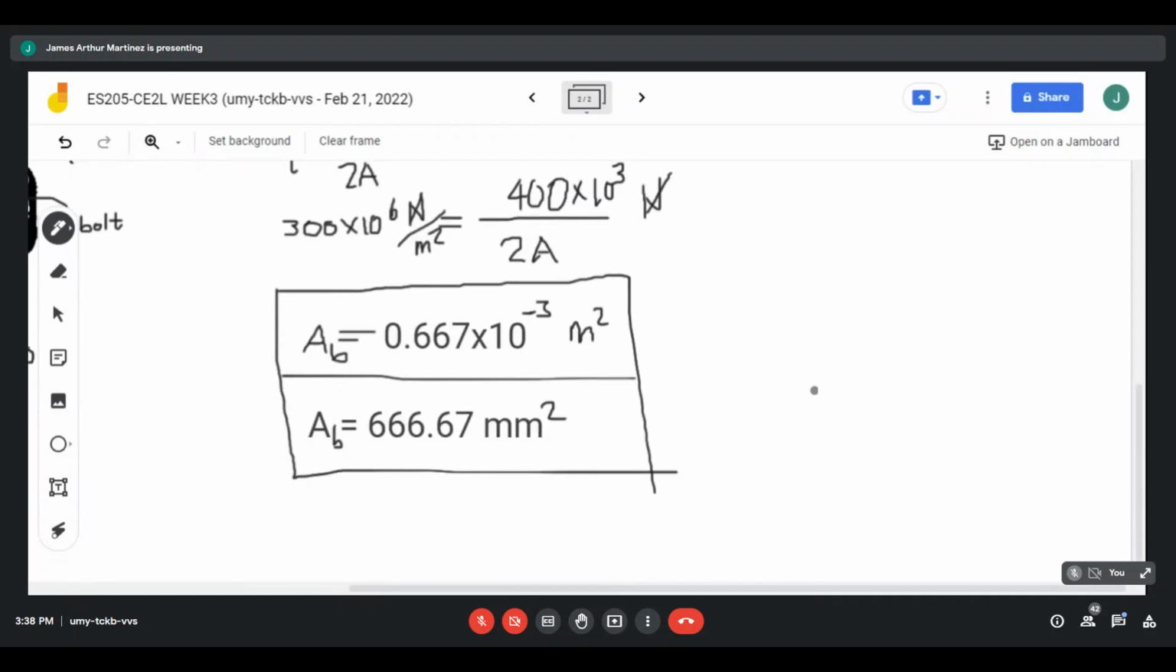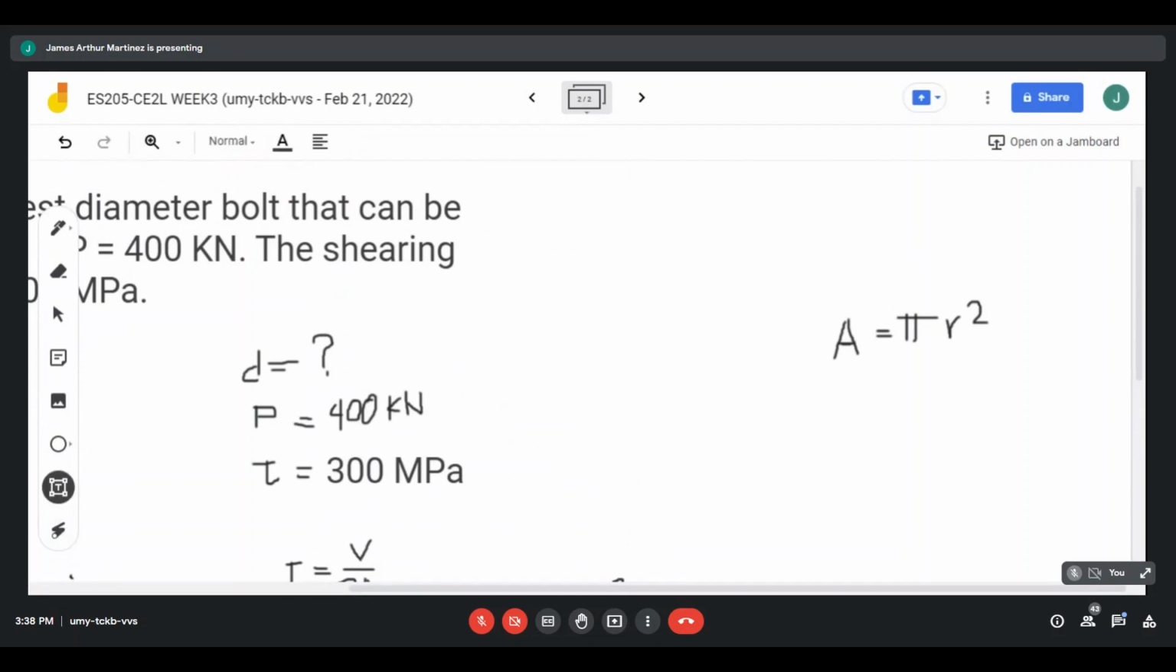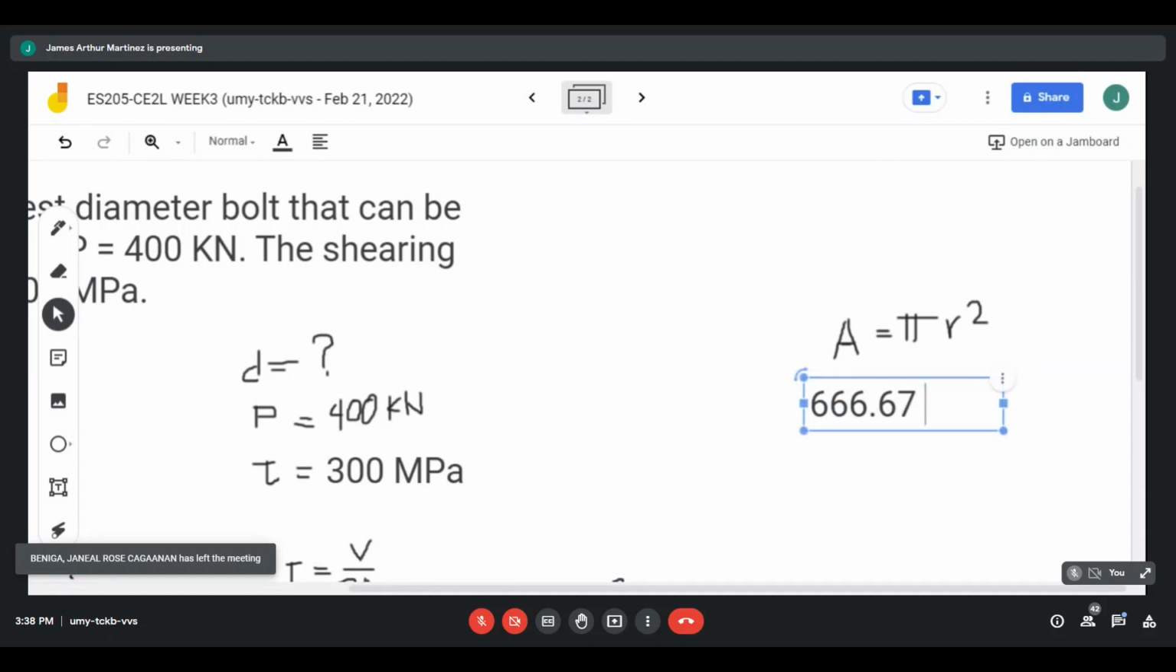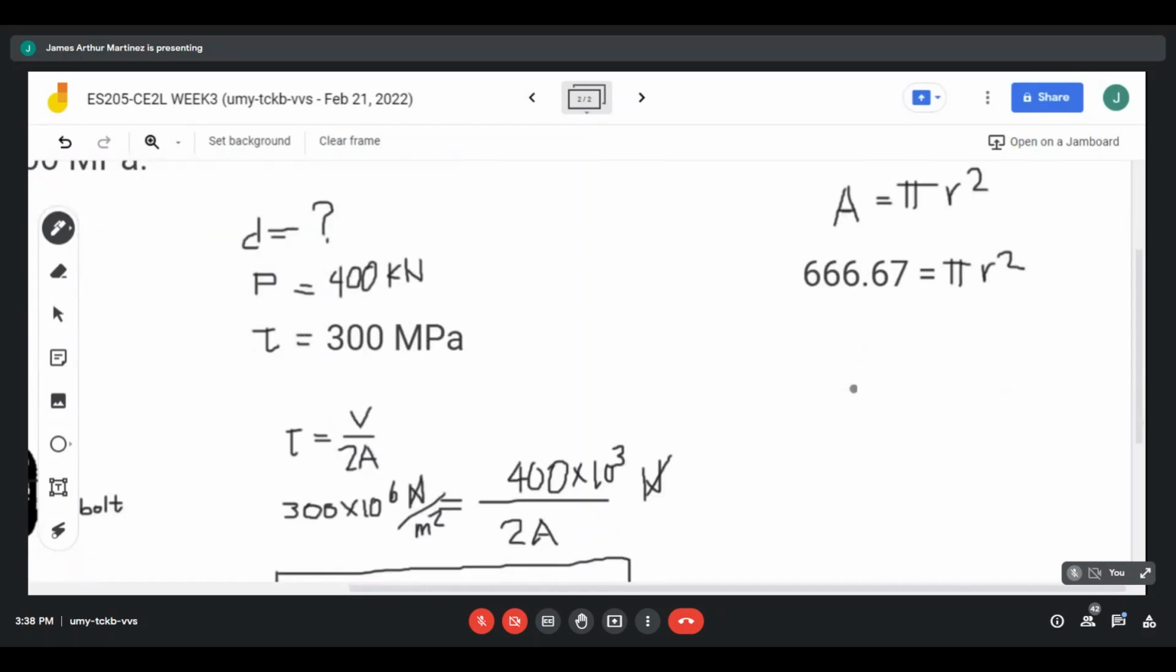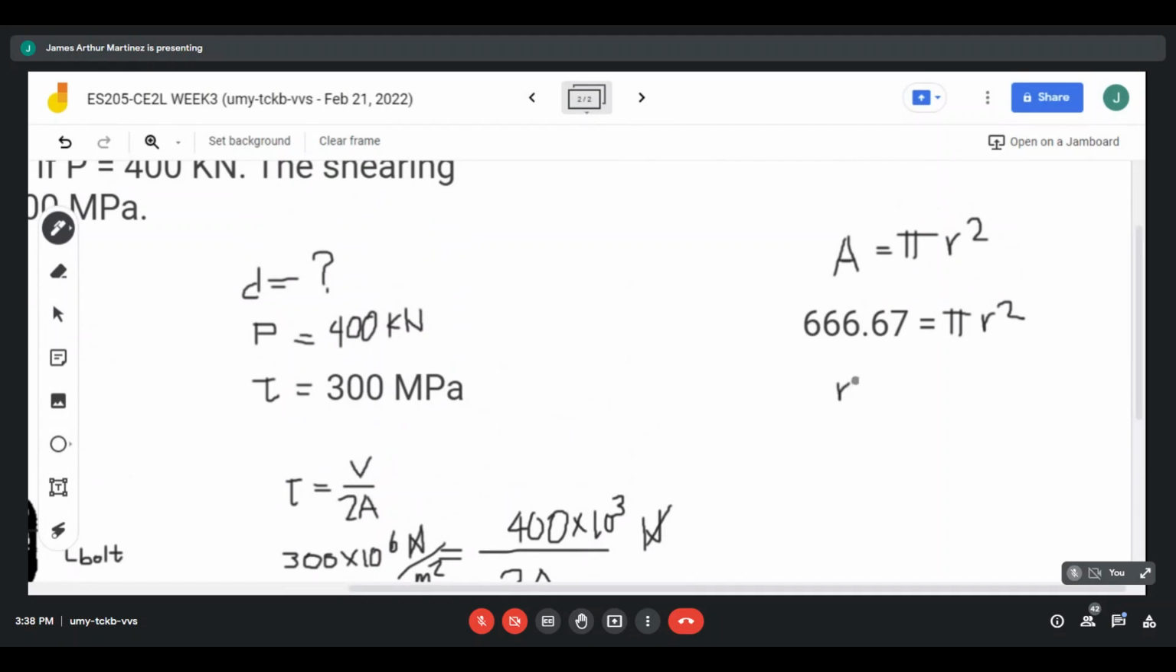where the area is equal to 666.67 millimeters squared, equal to pi r squared. Therefore, you have a radius of the bolt equal to 14.567 millimeters.